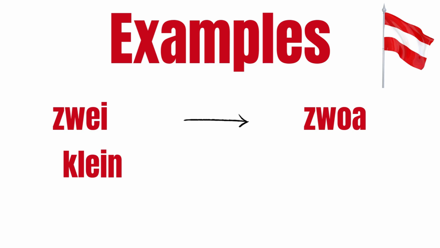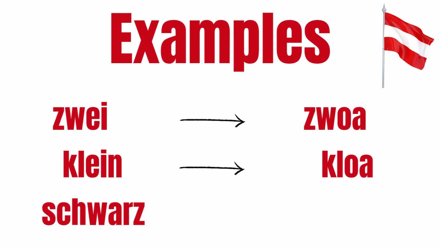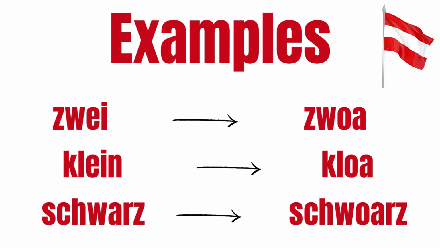Zwei, which is two, becomes zwei. Zwei, zwei. Klein, which means small, becomes klein. Klein, klein. Schwarz, which is black in English, becomes schwarz. Schwarz, schwarz. For example, the Sturm Graz fans call themselves die Schwarzen.